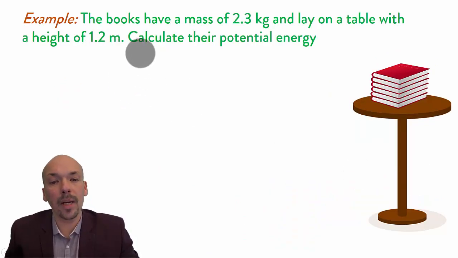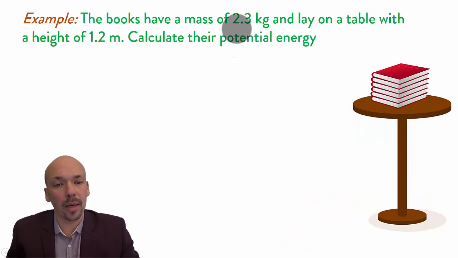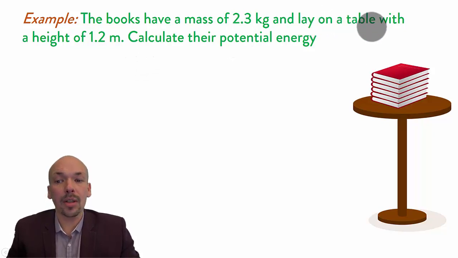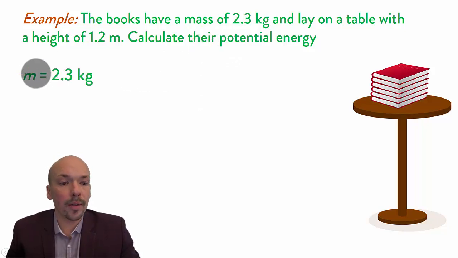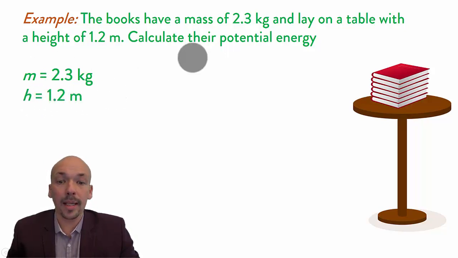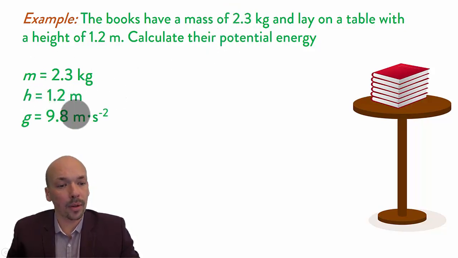An example: we have a book with a mass of 2.3 kilograms, or we have multiple books, and they are on a table with a height of 1.2 meters. Calculate their potential energy. So you can try this for yourself. Get a calculator, get some paper and a pen, and try to calculate the potential energy with the equation I just gave you. Well, first we have the mass, 2.3 kilograms, we have the height, 1.2 meters, and it isn't given, but we are on Earth, so the acceleration due to gravity is 9.8 meters per second squared.